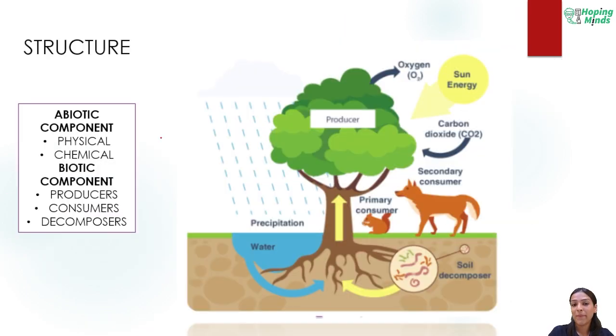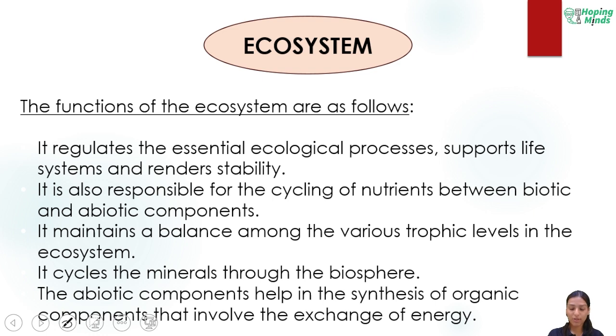So coming back to a little recap of the structural units: the abiotic components, the air, water, soil, minerals, sun energy, and the biotic components, the tree, the producer, the consumer, and the decomposer. Coming next to the functions of the ecosystem. The functions of the ecosystem are as follows.